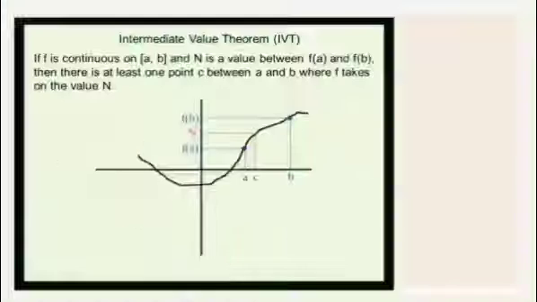Let's go with the theorem. Intermediate value theorem: it states that if f of x is a continuous function on the closed interval a comma b and f of a is not equal to f of b, then prove that the function f of x reaches all the values between f of a and f of b. Here we have to prove that some values are attained between these two function values.